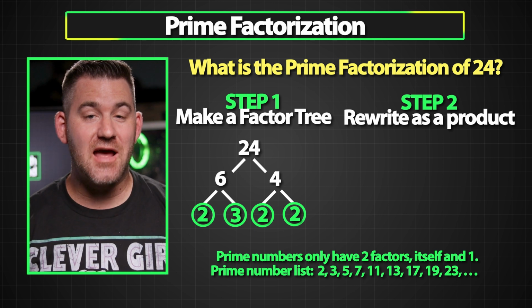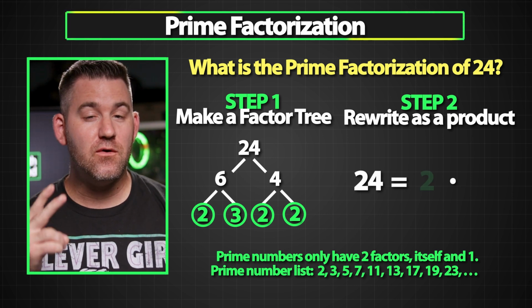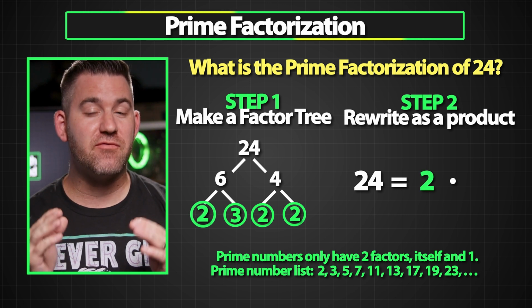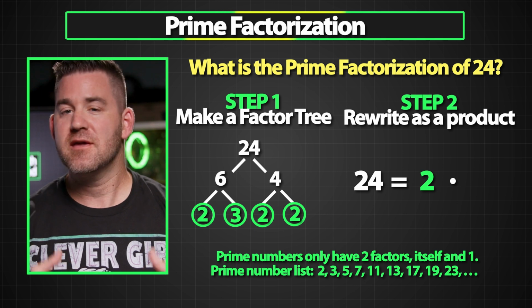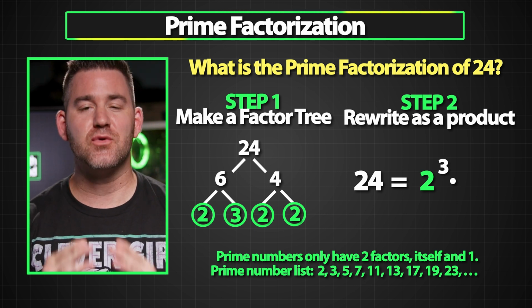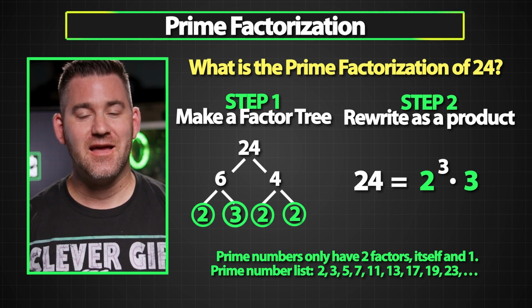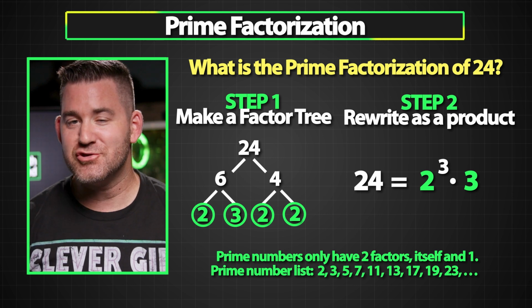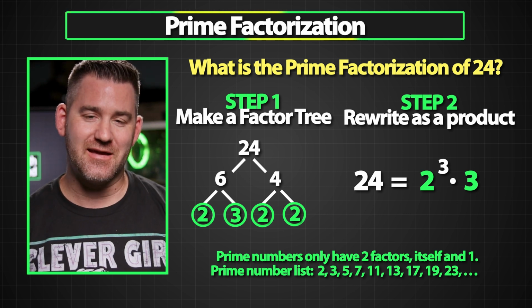For the second step, we need to rewrite 24 as a product. Well, 2 is our smallest factor, and we have 3 copies of them that are multiplying together, which can be represented as 2 to the 3rd power, also known as 2 cubed. And then we have just 1 factor of 3. So the prime factorization of 24 is simply 2 cubed times 3.